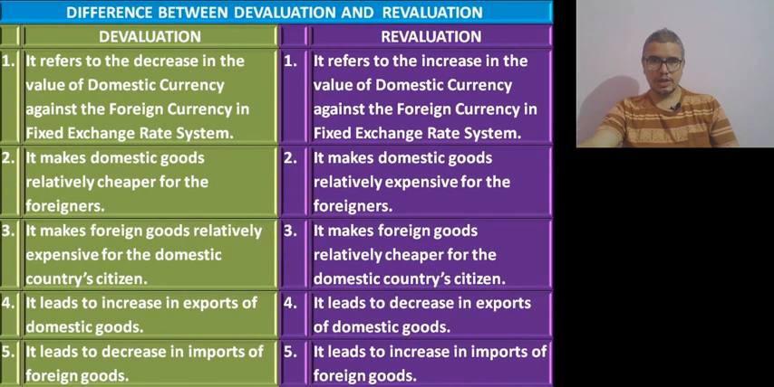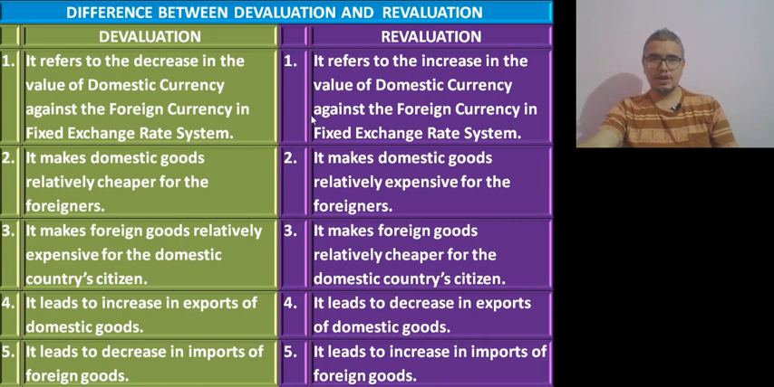Further, in a similar way, we can differentiate between devaluation and revaluation. Almost all things will remain the same here, just the definition will change. In definition, devaluation is a decrease in the value of domestic currency against foreign currency in the fixed exchange rate system. Revaluation is the increase in the value of domestic currency in the fixed exchange rate system.